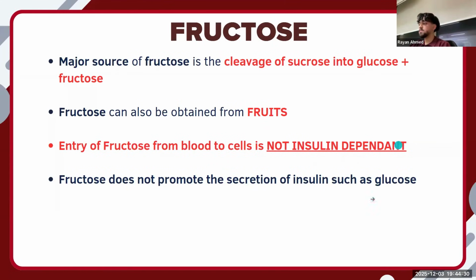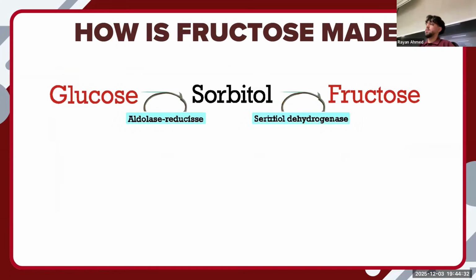Okay, let's move on. We're going to be talking about how fructose is made. So we have glucose. We already know glucose. Everyone knows glucose. Glucose is converted into sorbitol. Please remember sorbitol. This is a new name for you guys. Sorbitol is then converted into fructose.